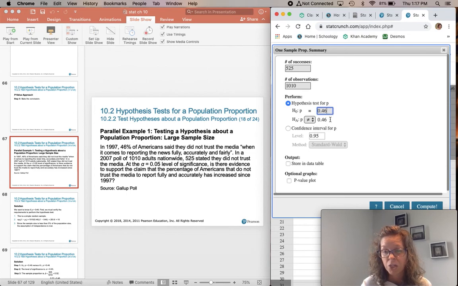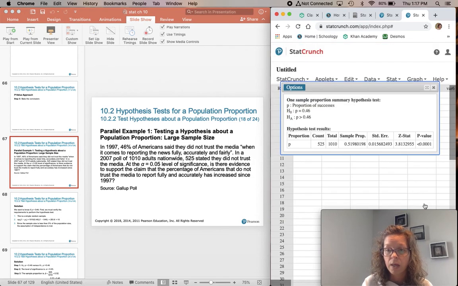So remember in the last section, I emphasized that those have to be the same value. StatCrunch won't even let you try to make them different values. But we do still need to choose what kind of alternative hypothesis we have. And in this case, we are testing the claim that it has increased. So we're going to use a greater than. Once we have that set, we're going to go ahead and click compute.